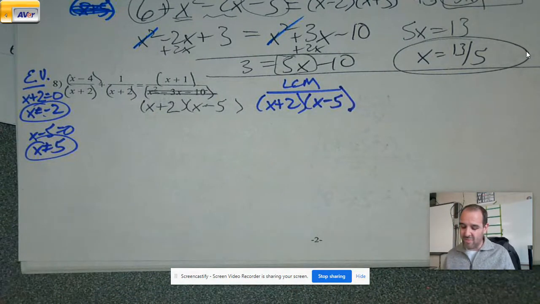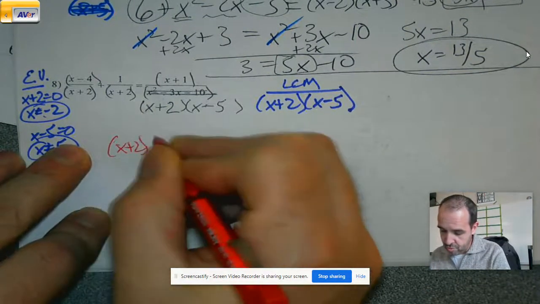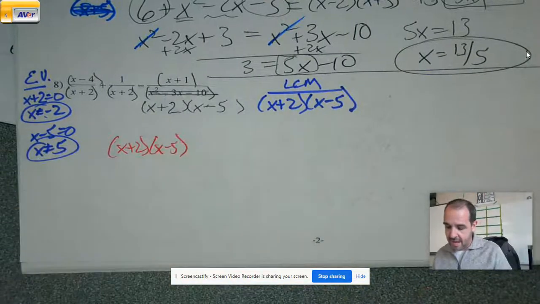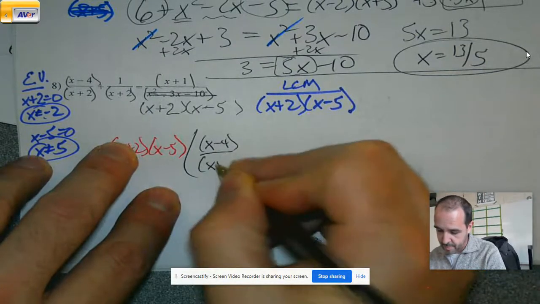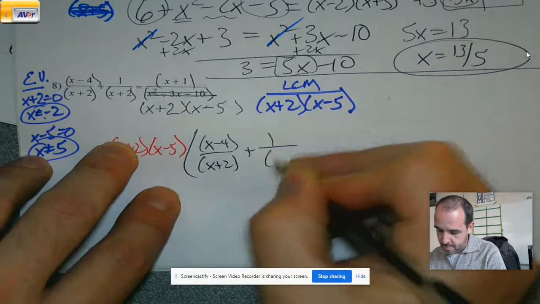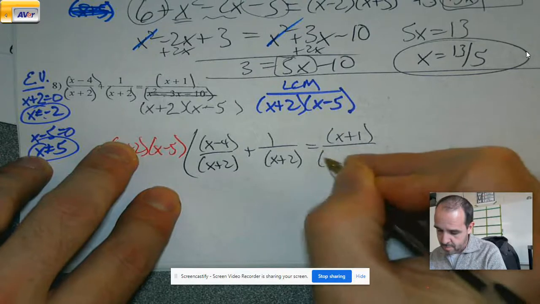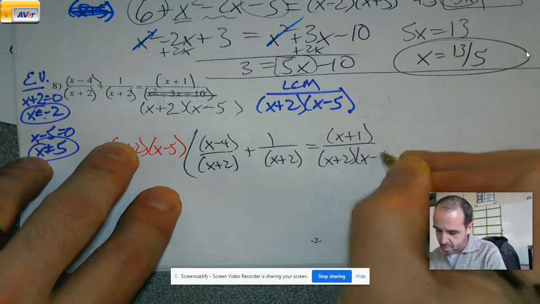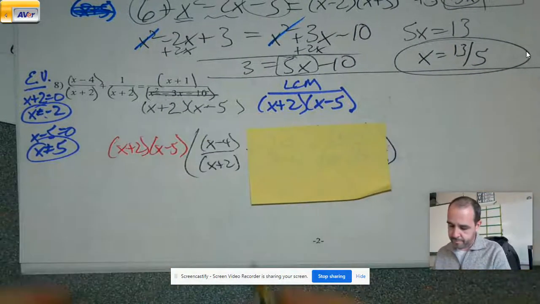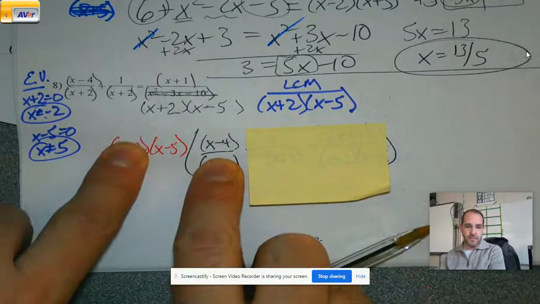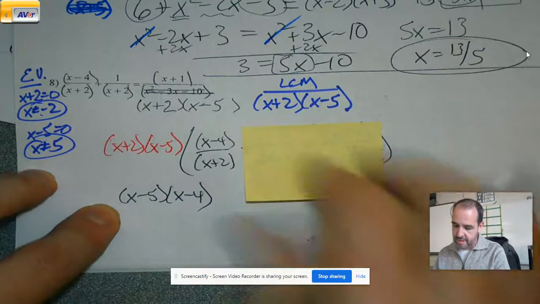Now for this one, since there's more going on, I would write this one out. That's just me. You do you. But I'm going to do this because I get nervous that I'm going to do something screwy otherwise. Okay. Let's rock and roll. So here the x plus 2's would cancel. So I've got x minus 5, x minus 4. Okay, we'll deal with that.